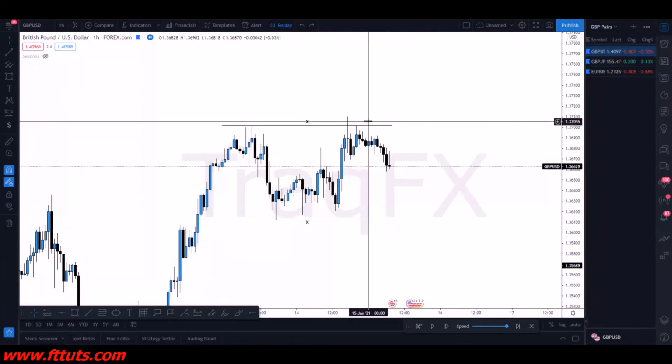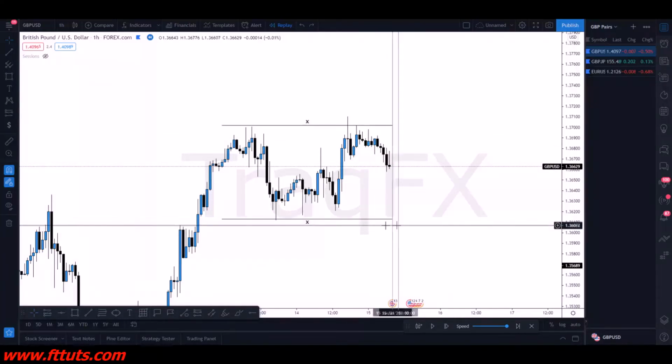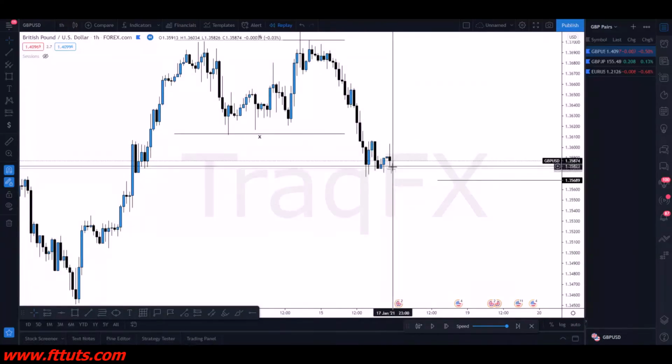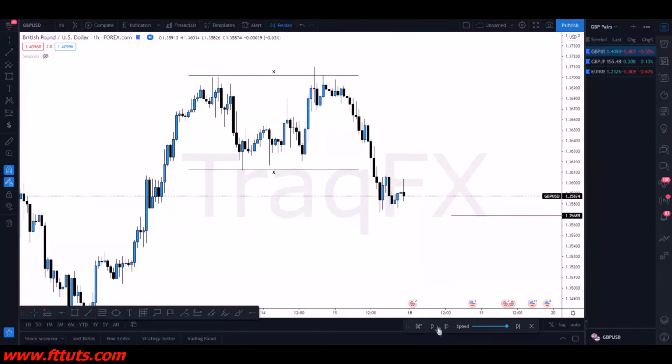So we have equal lows, equal highs. Obviously the market is going to take out the lows first and then take out the highs. And look what ends up happening. The market takes out the lows. What ends up happening after?